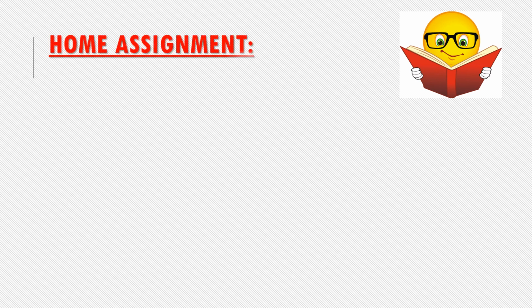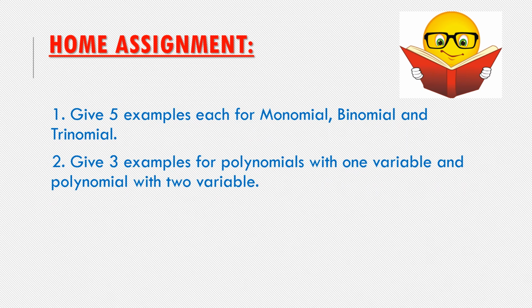Hence in today's class you all have studied what the degree of a polynomial is and what polynomials are, and how polynomials are classified based on number of terms. Now take down the home assignment questions. First one, give 5 examples each for monomial, binomial and trinomial. Give 3 examples for polynomials with 1 variable and polynomials with 2 variables. For 1 variable you can take any variable, x, y. For 2 variables also x and y or y and z, anything of your own.